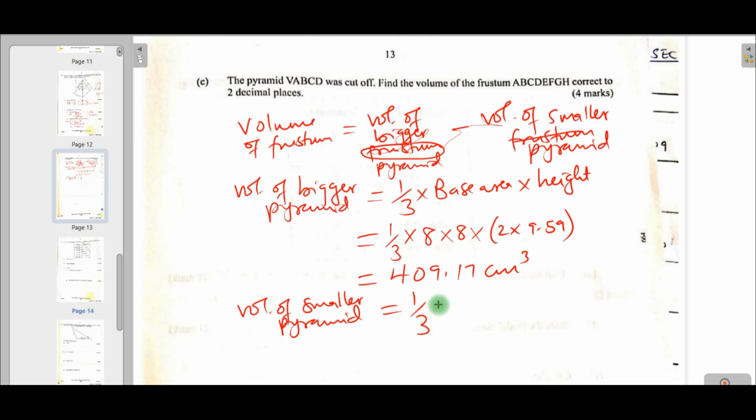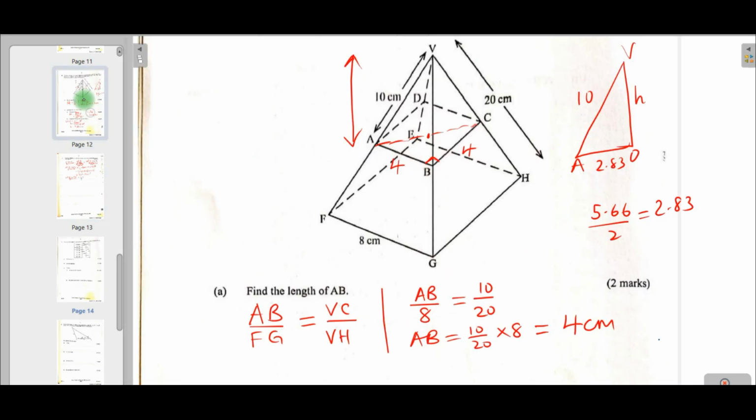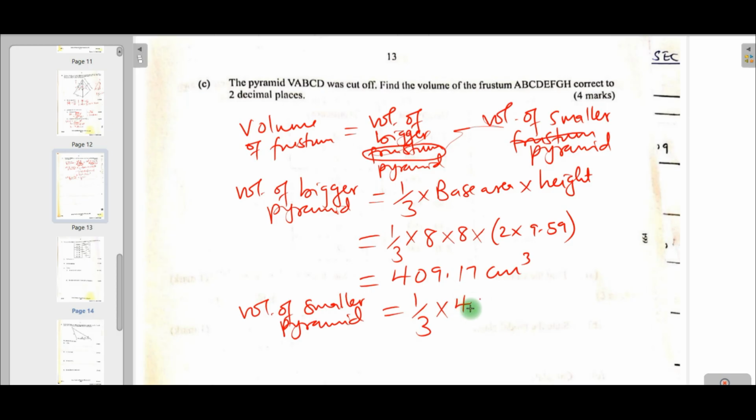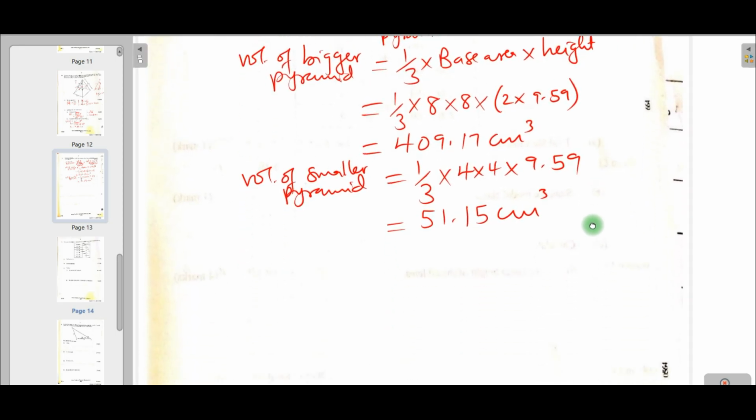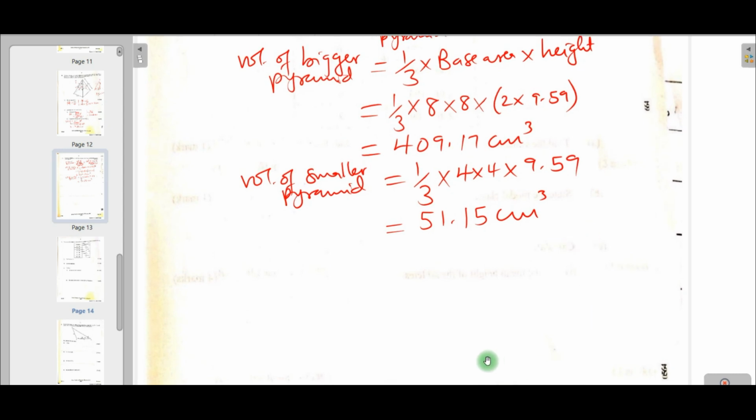That will be a third times base. For the smaller pyramid, again the base is 4 by 4, so a third times 4 times 4. Then the perpendicular height of the smaller pyramid, which we got in part B, is 9.59. So if you work this out, we get 51.15 centimeter cube.